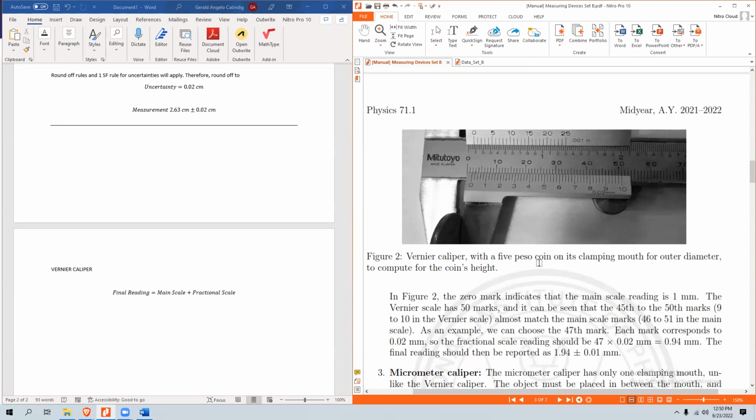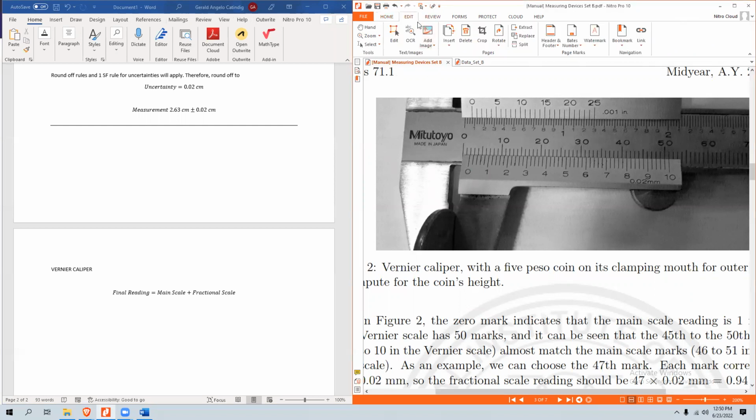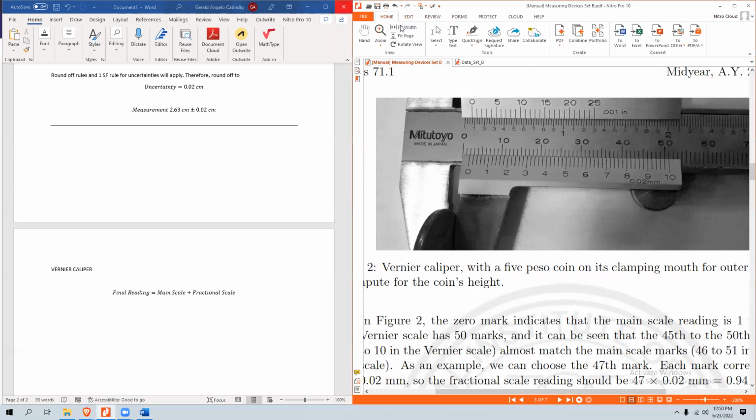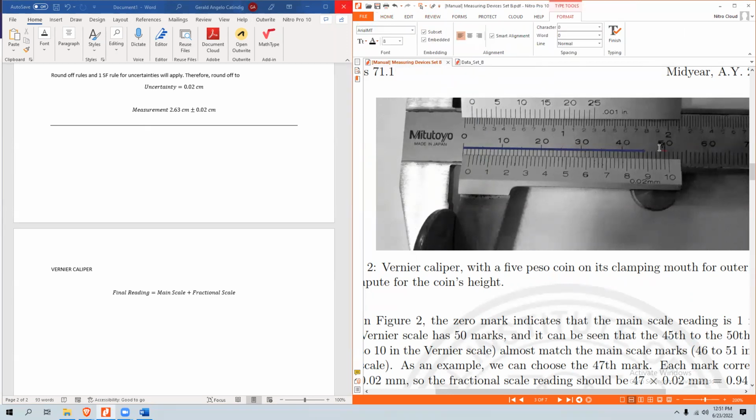So how did they do that? Basically, let us zoom in here. The bottom scale here denotes the reading for your main scale. I mean this one pala. This large one is for your main scale. Just to clarify, I will be inserting a line here. This line here will measure your main scale. All right. So let me just type here. Main scale.